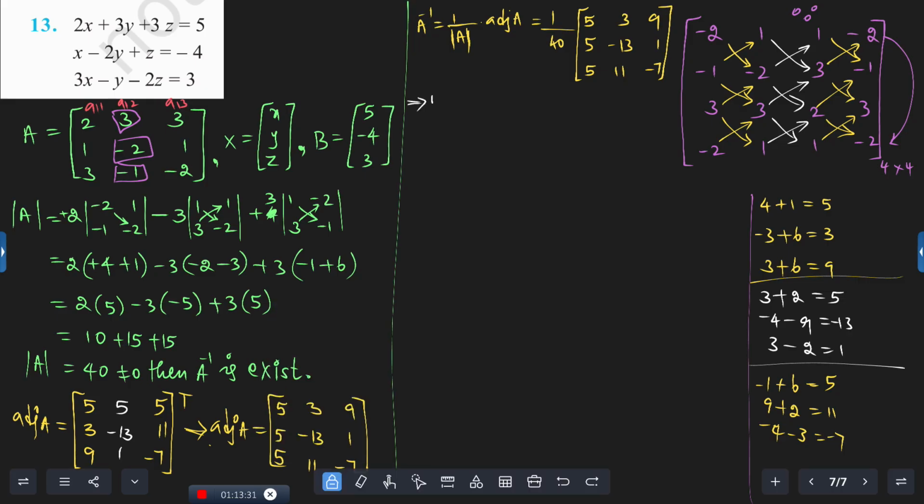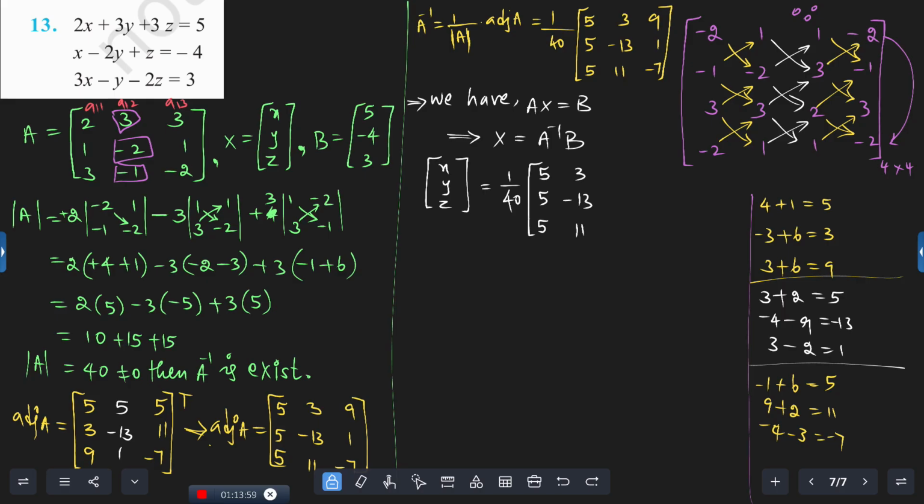So let's do the product here. We have Ax is equal to B, formula. This implies X is equal to A inverse B. So X matrix, now we know that it is X, Y, Z. A inverse we know is 1 by 40 into the matrix with column 1, column 2, column 3. B matrix we have in the given here: 5 minus 4 3. If you do the product, this will be over.